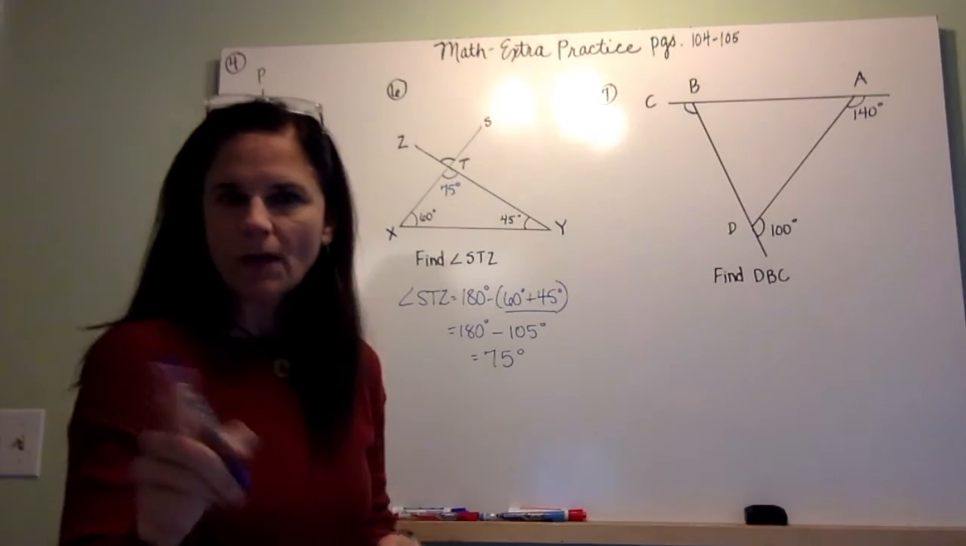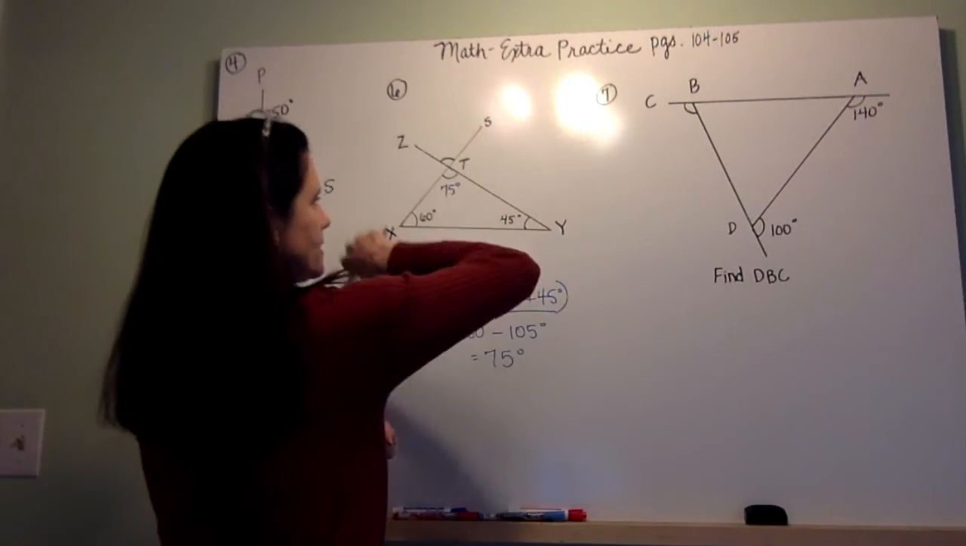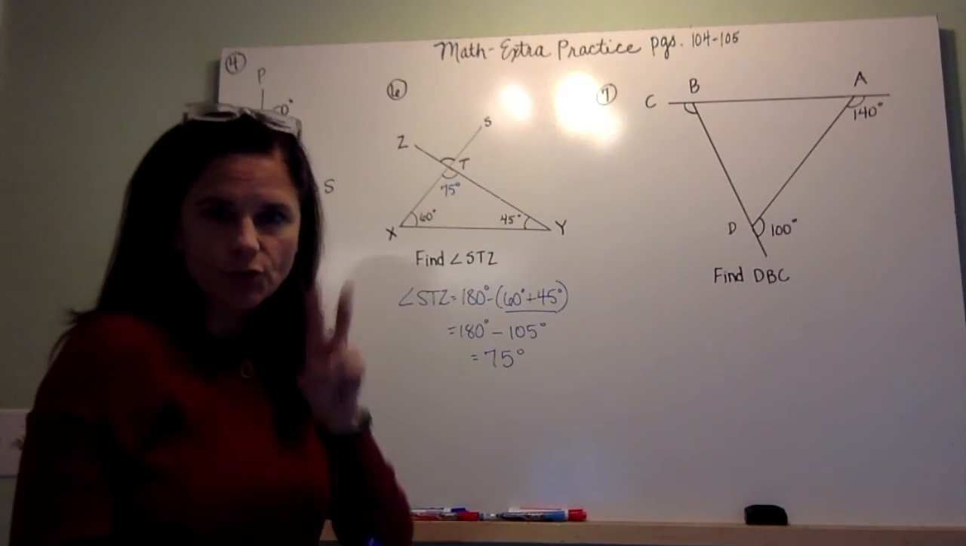Let me just remind you, you can only have vertically opposite angles when you have two straight lines that are intersecting. Two straight lines.